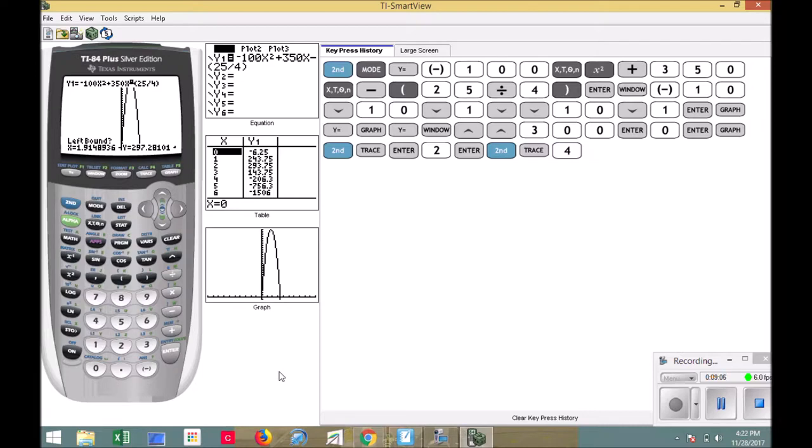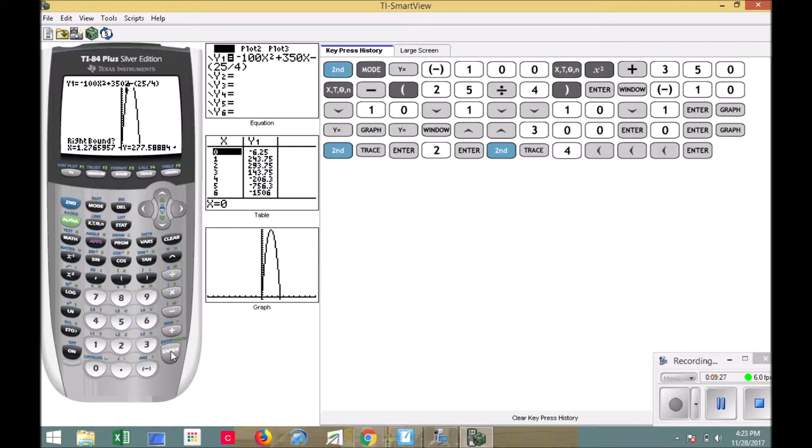Now, it's saying left bound question mark. And so what I want to do is I need to move the cursor from where it currently is. I need to move it so that it's just a little bit to the left of the vertex. So I'm going to use my left arrow so that it moves over. Notice as I'm pushing the left arrow, it's going over to the left. And now I'm going to hit enter because it's to the left of the vertex.